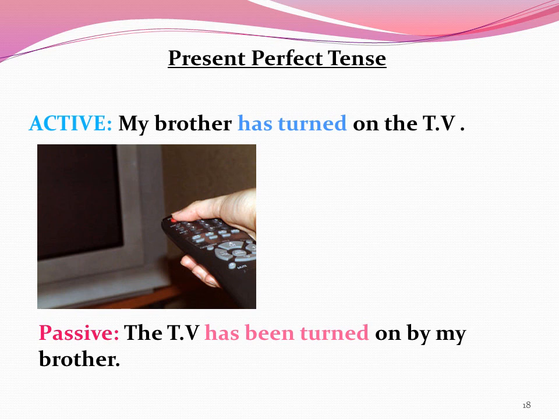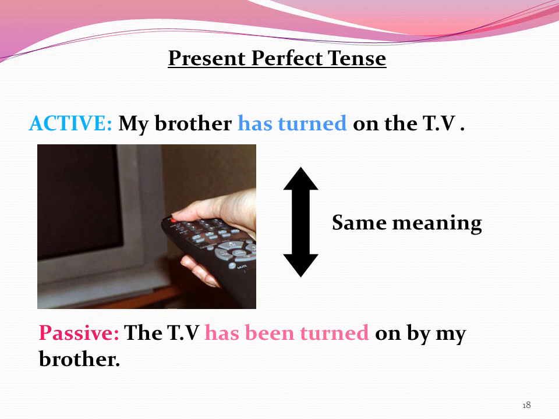What did his brother do? He turned on the TV. Here you have to pay attention that on is accompanied with the verb turn. It's not a prepositional phrase with the TV. The TV here is the object. So here we have taken the has turned and changed it into has been turned. Why did we add been? Since in the present perfect the rule is has or have plus past participle form of the verb, and the past participle form of the verb to be is been. Both sentences have the same meaning.